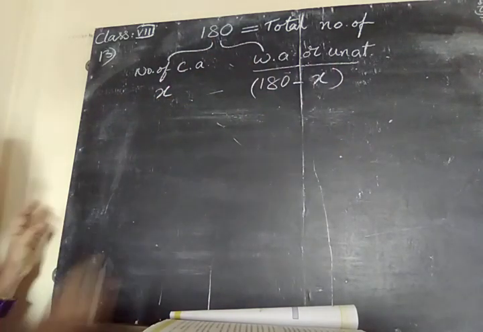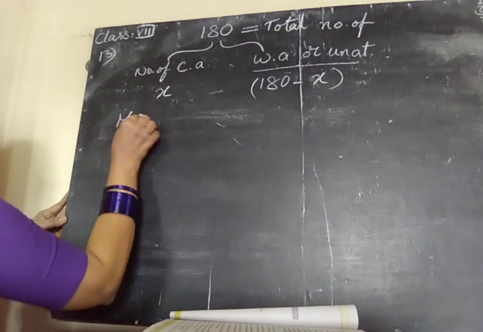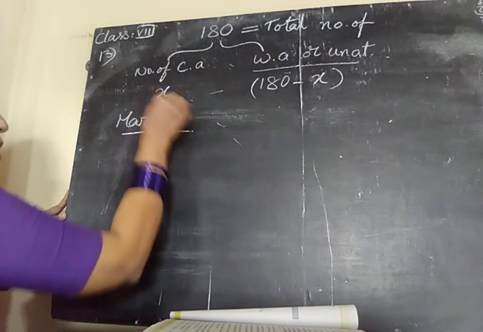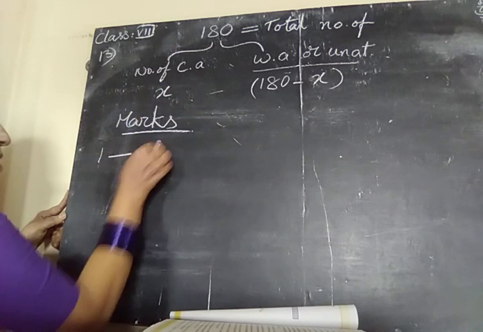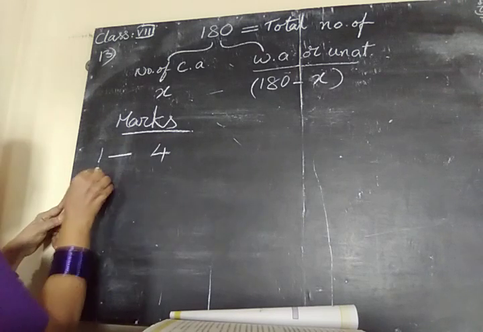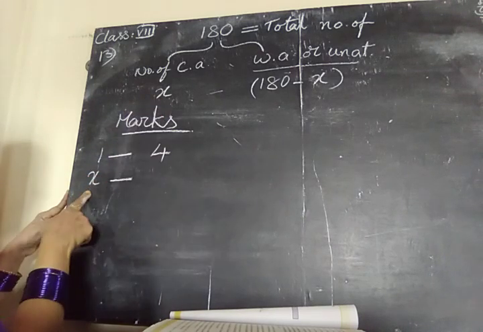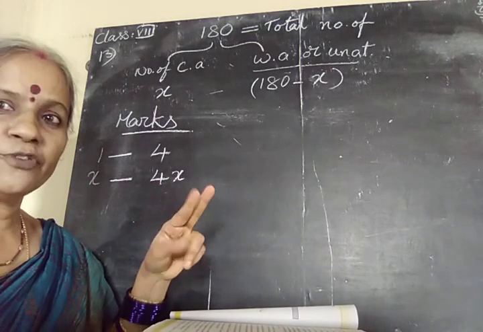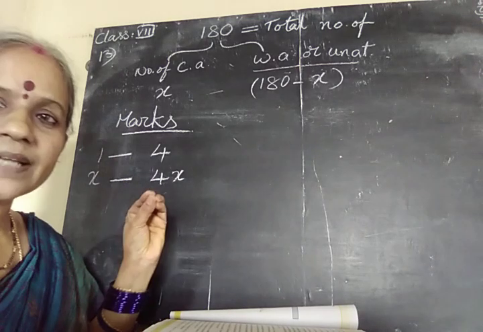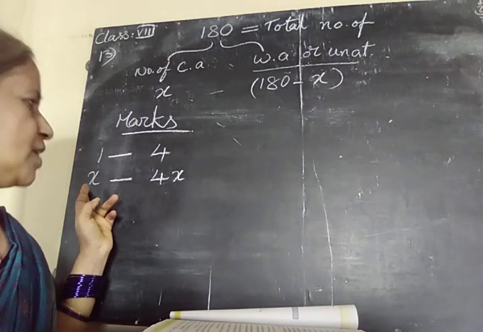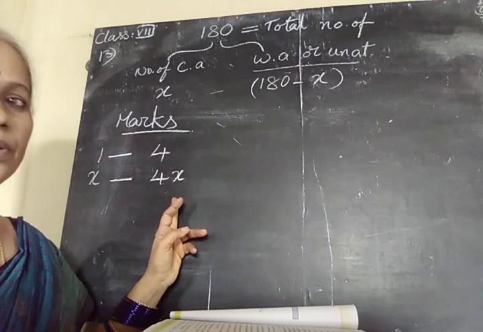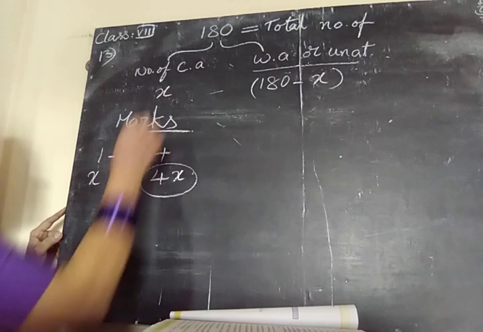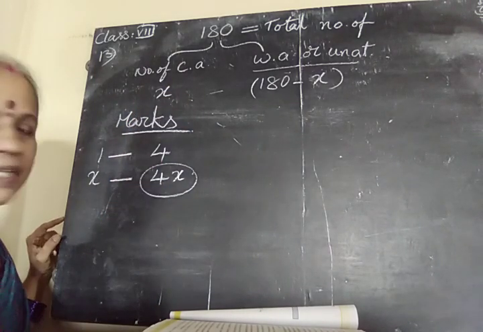Now for a correct answer, how many marks are given? For each correct answer, 4 marks. How many correct answers are there here? X. So for X, 4X. For 2 correct answers, 2 fours are 8. For 5 correct answers, 5 fours are 20. So for X correct answers, 4 into X, 4X marks he is getting for correct answers.